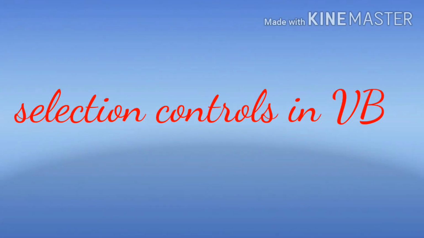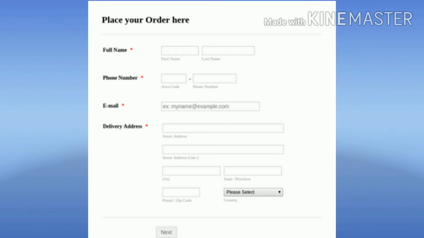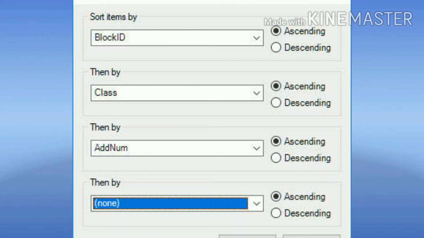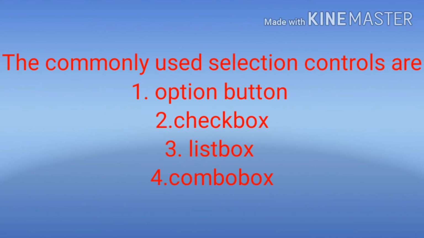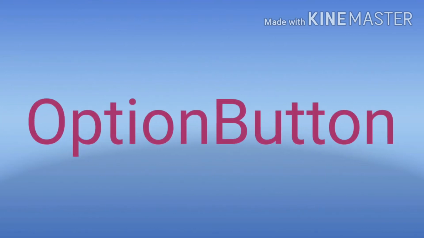Good morning, children. Next is selection controls in VB. Visual Basic provides various selection controls that allow the user to choose one or more items from the displayed options. The commonly used selection controls in VB are option button, checkbox, list box, and combo box. In this chapter, we will learn how to add the selection controls to the VB form and to use their properties to code. First one is option button.